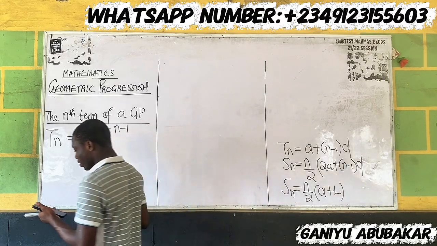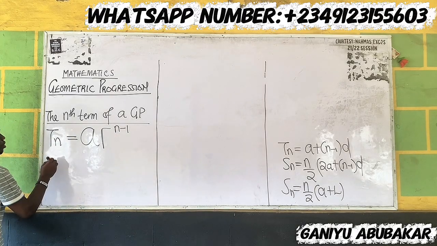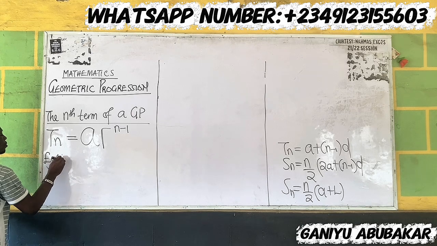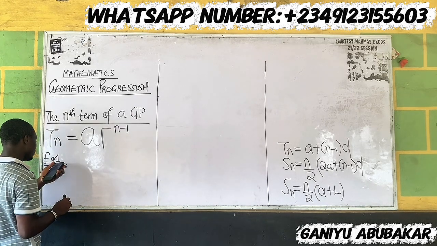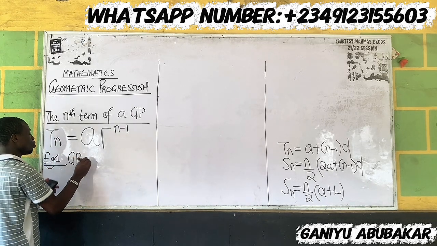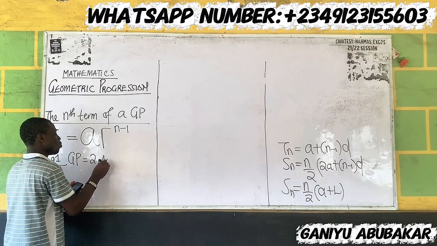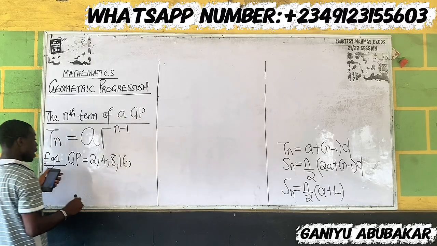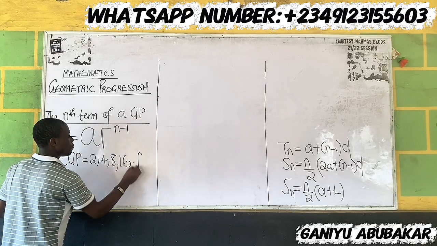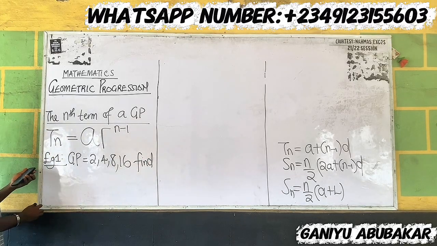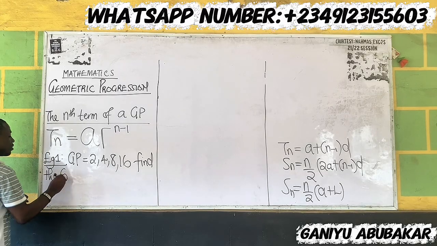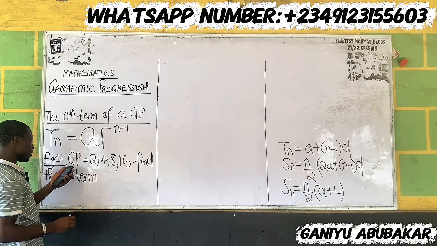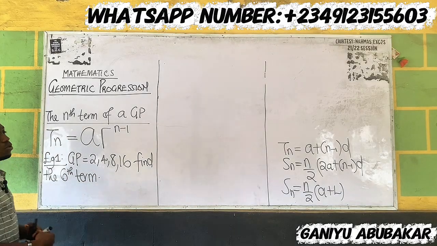So, some problems under this. Let's explain this better using examples. Example 1: if I have a GP equal to 2, 4, 8, 16, I'm asked to find the sixth term. I'm asked to find the sixth term. What do you do?